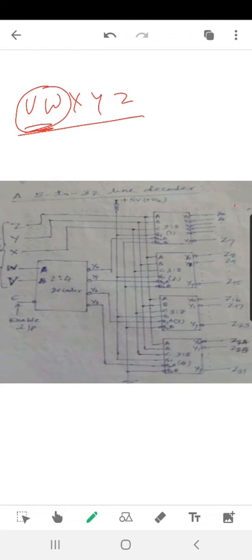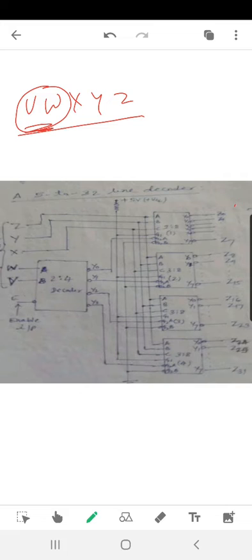Now to implement our 5 inputs, we have considered that the 5 inputs of our decoders are V, W, X, Y and Z. These are our 5 inputs. The inputs V and W are provided to the inputs of the 2:4 decoder, and X, Y, Z are directly applied as input to all the 4 decoders 1, 2, 3 and 4.